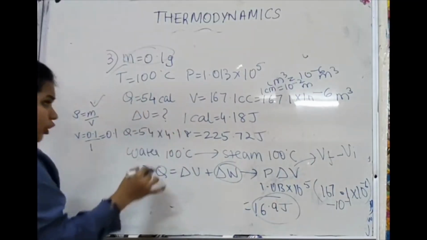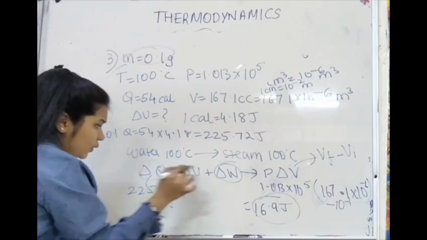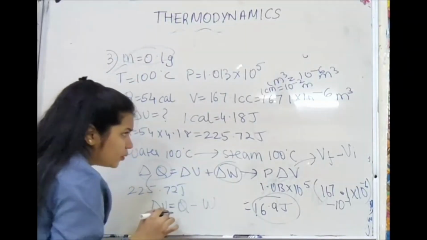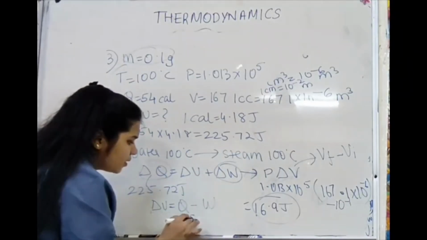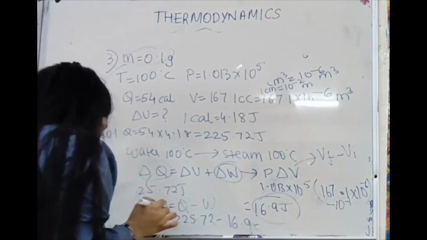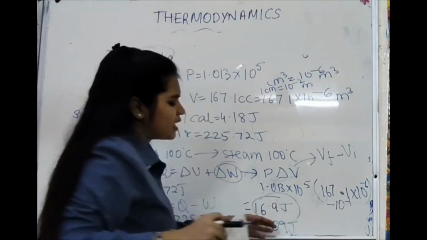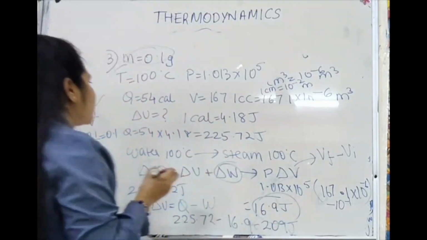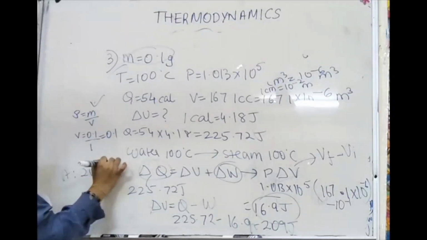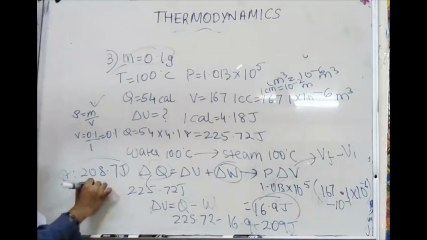And we know delta Q, we are getting it as 225.72 joules. So delta U equals delta Q minus W. So 225.72 minus W. So the answer you are getting is 209 joules. Directly this answer is not given, but the nearby answer is 208.7 joules. So the option will be the B option.